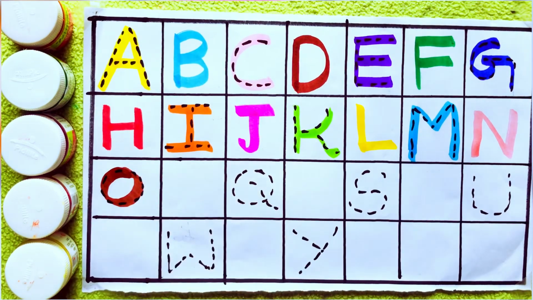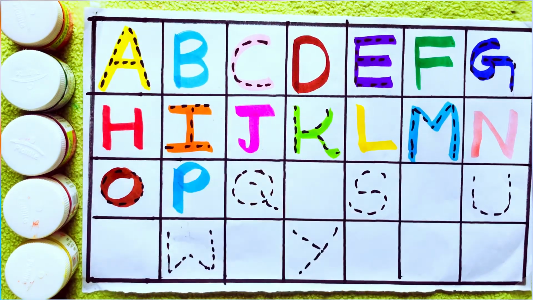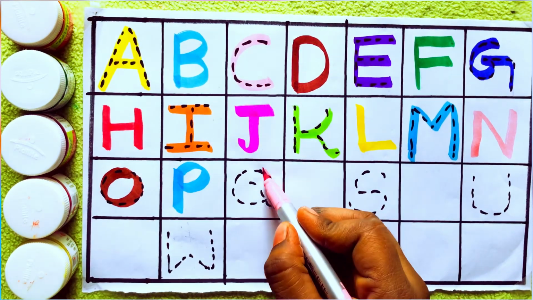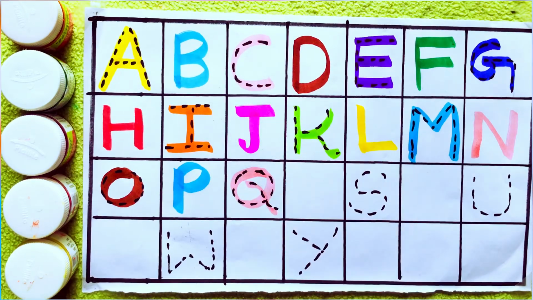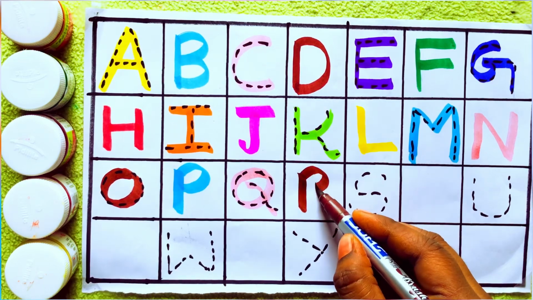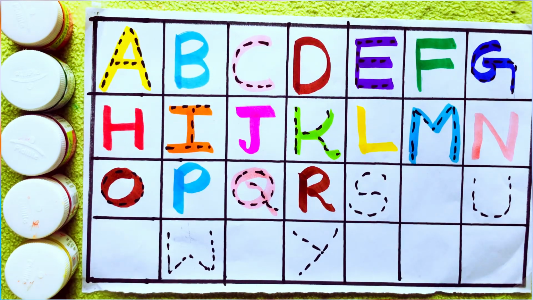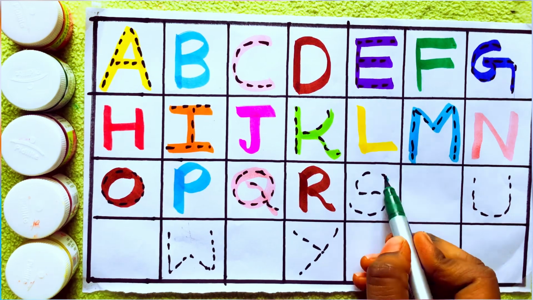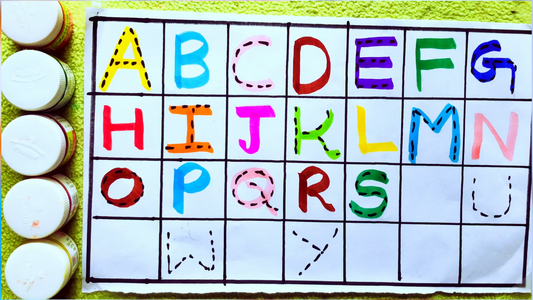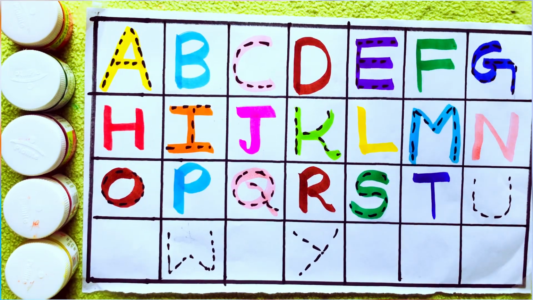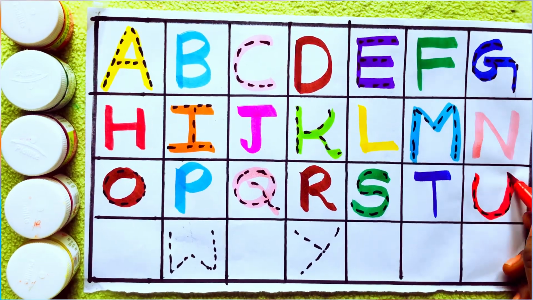O for orange. P for parrot. Q for queen. R for rose. S for sunflower. T for table. U for umbrella.